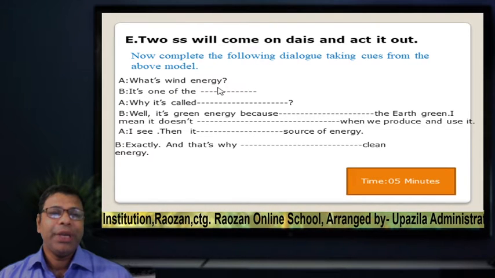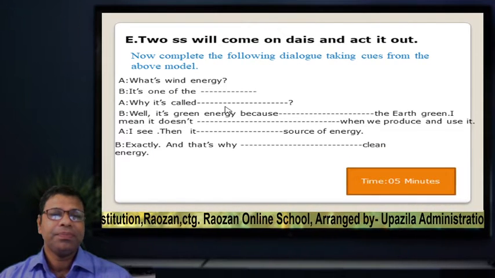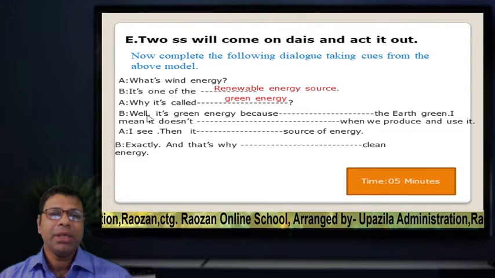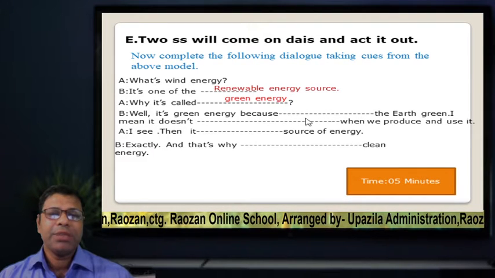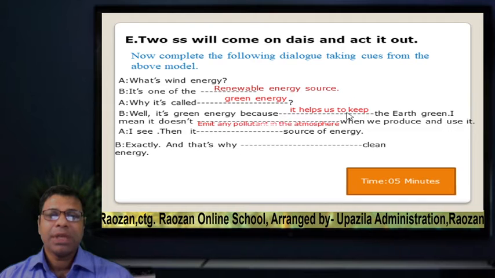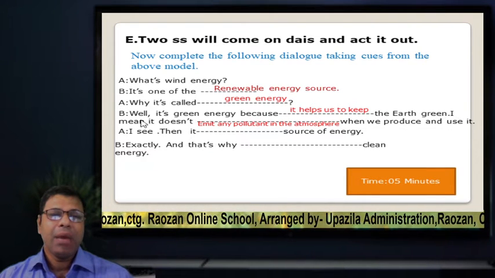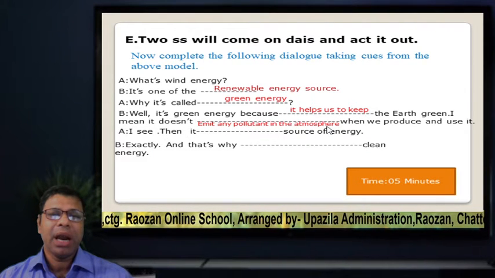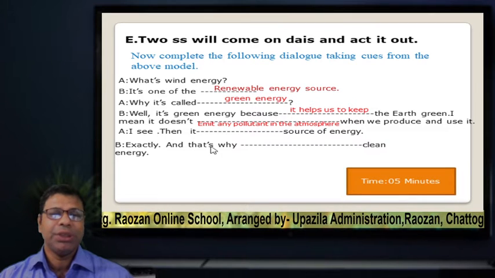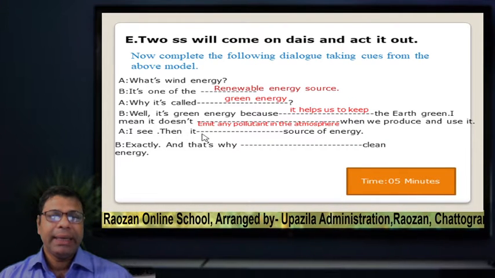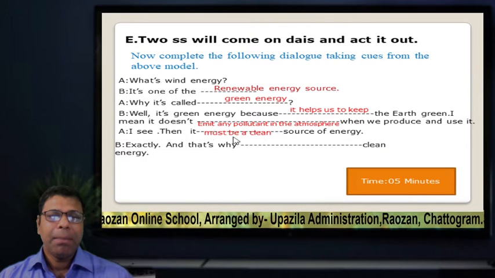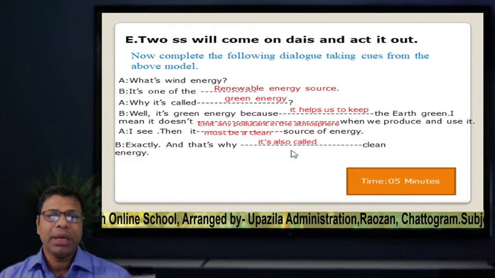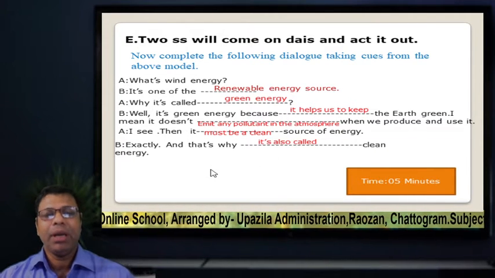What's wind energy? It's one of the renewable energy sources. Why is it called green energy? Well, it's green energy because it helps us to keep the earth green. I mean, it doesn't emit any pollutant in the atmosphere when we produce and use it. I see, then it must be a clean source of energy. Exactly, and that's why it's also called green energy.